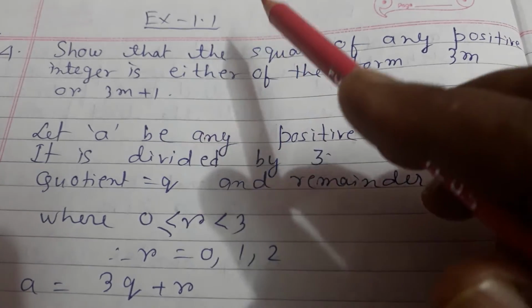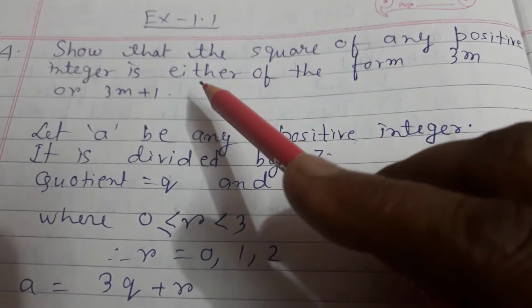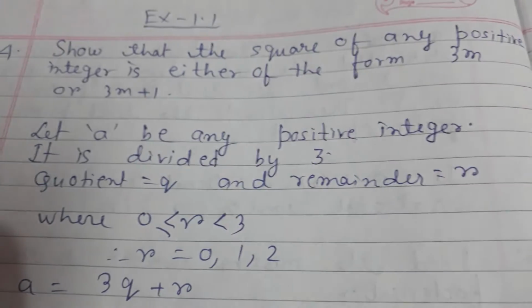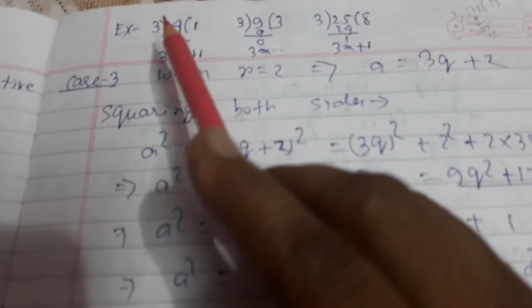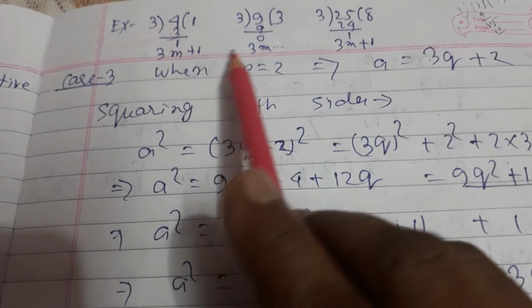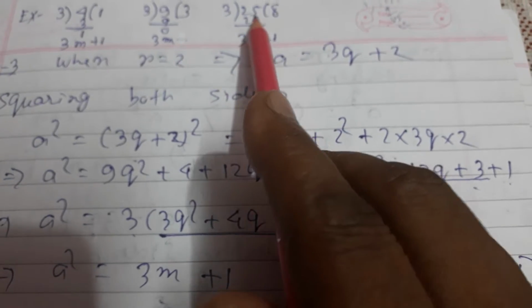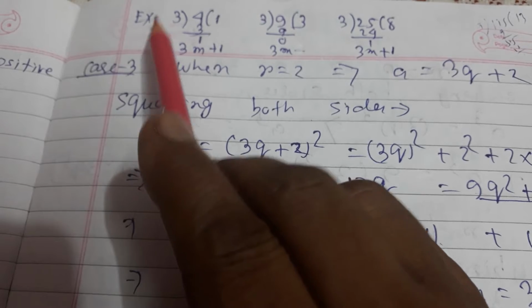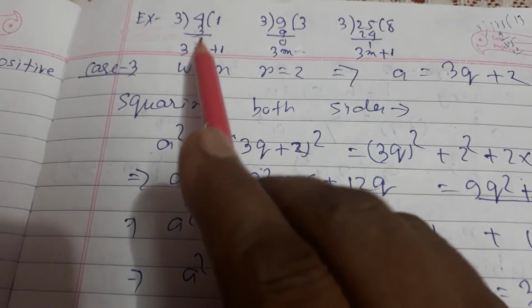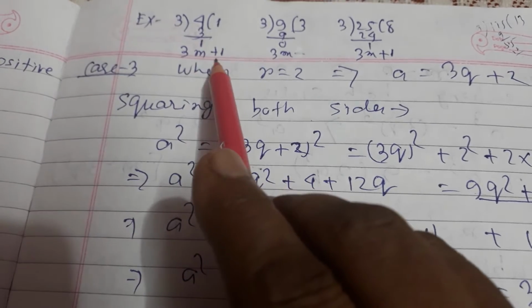2 square is equal to 4. First, look at the examples. 2 square, that is 4. 3 square, that is 9. And 5 square, that is 25. If we divide 2 square, that is 4, by 3, the quotient is 1 and the remainder is 1. So it is of the form 3m plus 1.